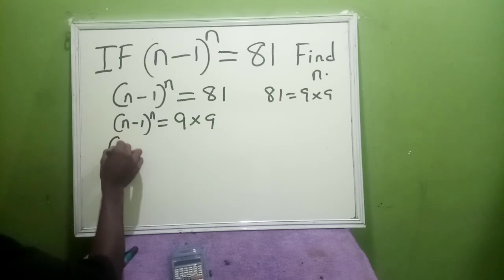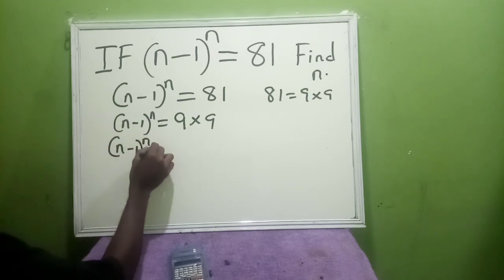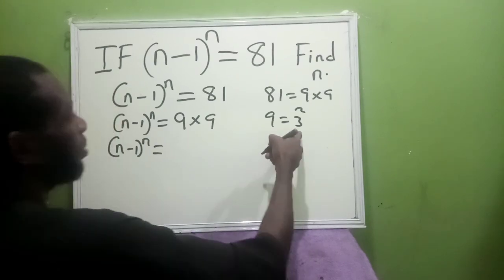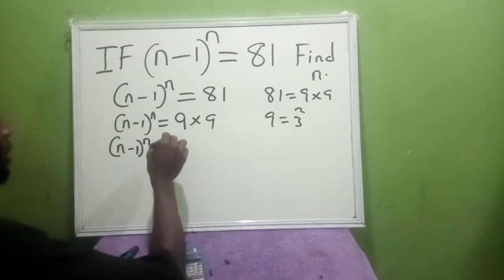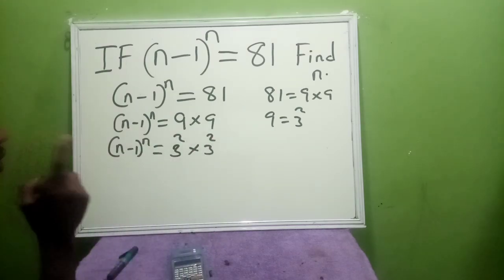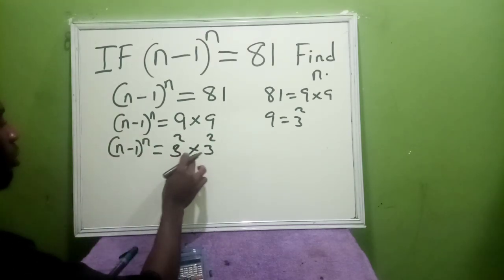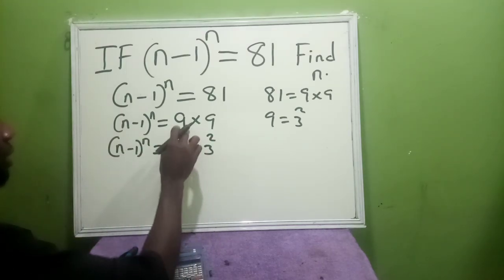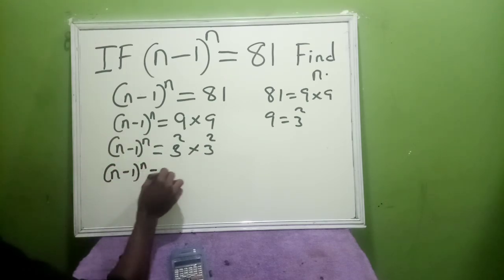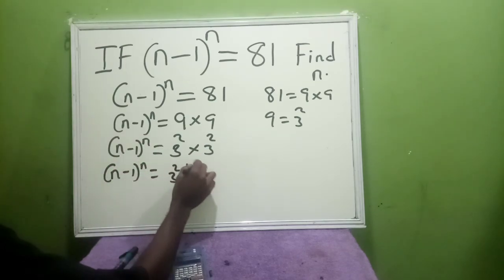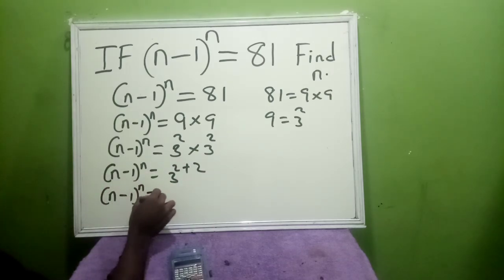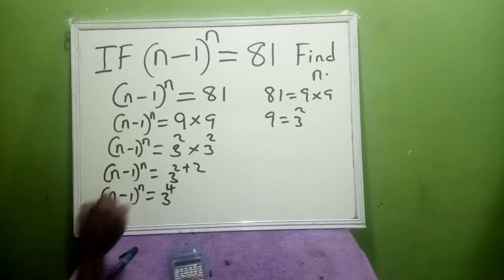Then we have (n minus 1) all raised to power n. I can also split 9 as well, 3 raised to power 2, because 3 times 3 is 9. Here now we have 3 raised to power 2 times 3 raised to power 2. Then I apply the multiplication law of indices, which states that if the bases are the same, you add the powers. So (n minus 1) all raised to power n is equal to 3 raised to power 2 plus 2. Then we have (n minus 1) all raised to power n is equal to 3 raised to power 4.